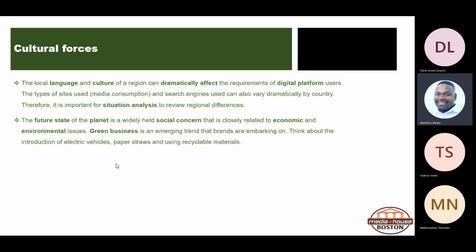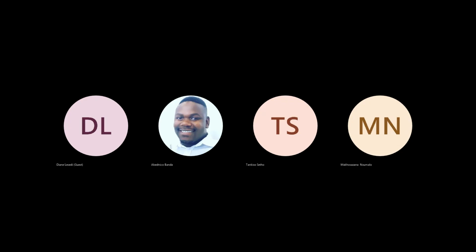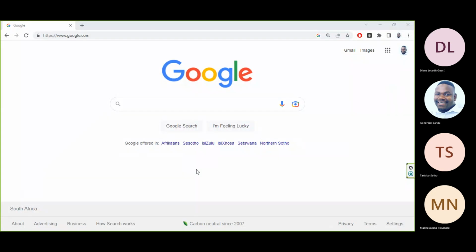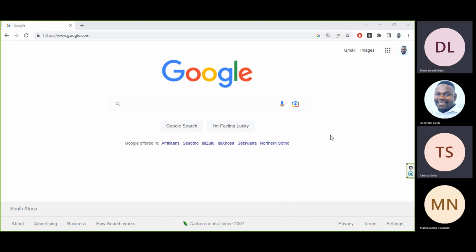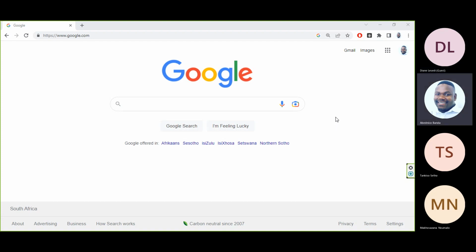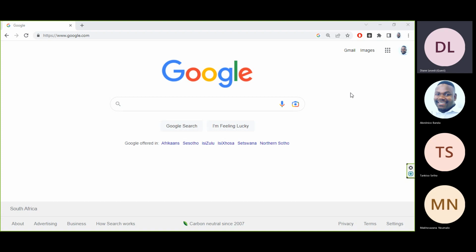So, guys, if you search Google on your devices, if you just say Google, if you've got internet, what is it saying there? What is it showing? Can you see my screen, guys? Yes, sir. So it shows us the website and the definition of Google. On my screen, can you see what's showing? Yes, sir. It says that Google is offered in Afrikaans, Sotho, isiZulu, isiXhosa, Setswana, Northern Sotho.